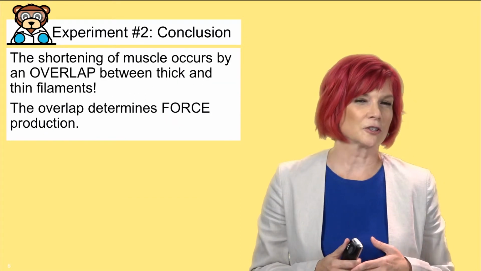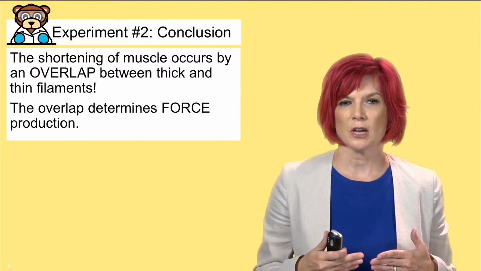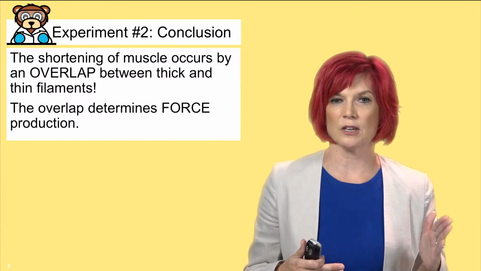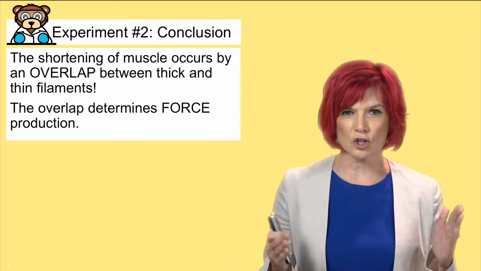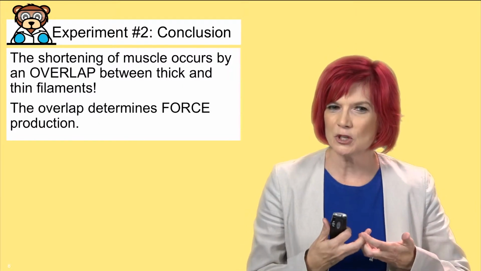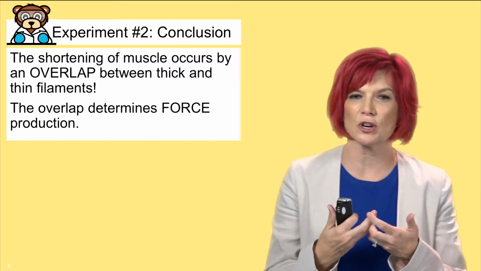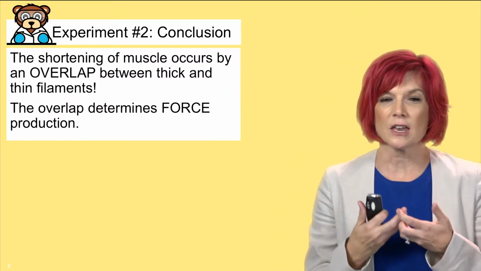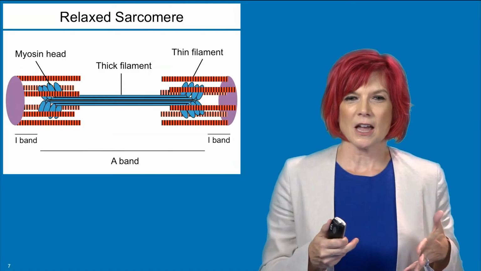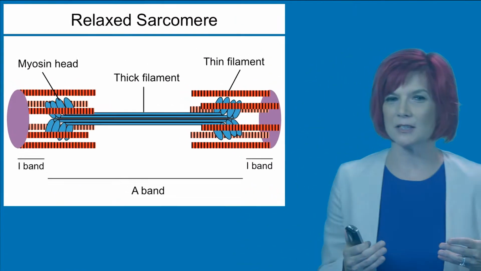So, the conclusions from those experiments was that there was a relationship between the sarcomere length and the force-generating capacity, such that the shortening of skeletal muscle occurred by an overlap between those thick and thin filaments, and that it was the overlap that was generating the force that is needed to contract in skeletal muscle. And I'm going to show you now a few illustrations, and you can play with these at home.